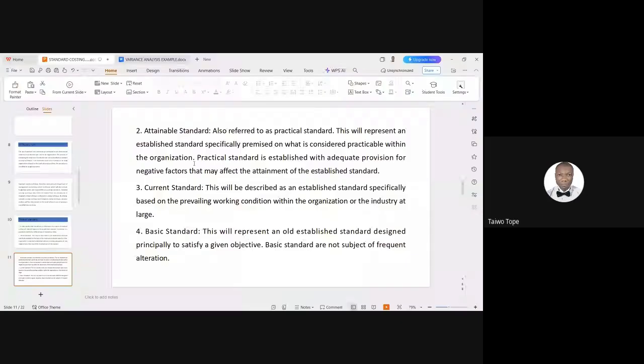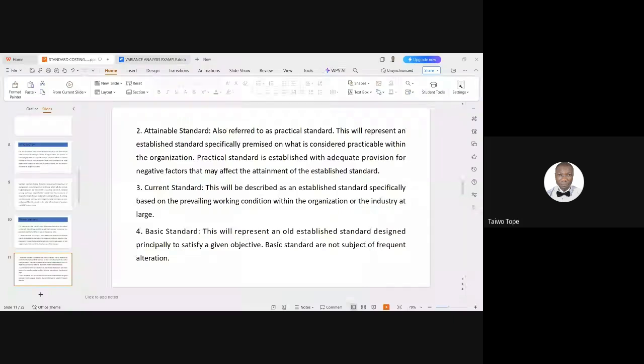So that which is attainable is termed the attainable standard. Another standard is known as what? Attainable standard. This attainable standard is a standard that is efficient, that is practical, that is realistic.